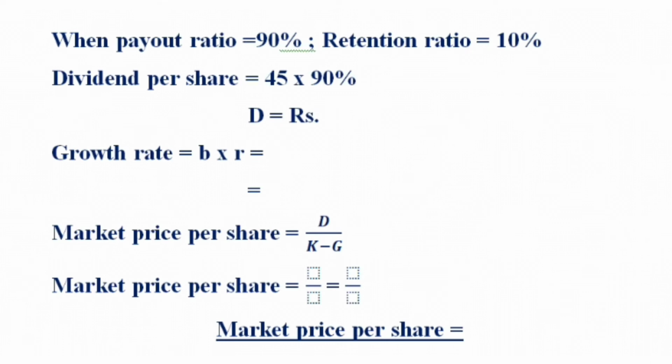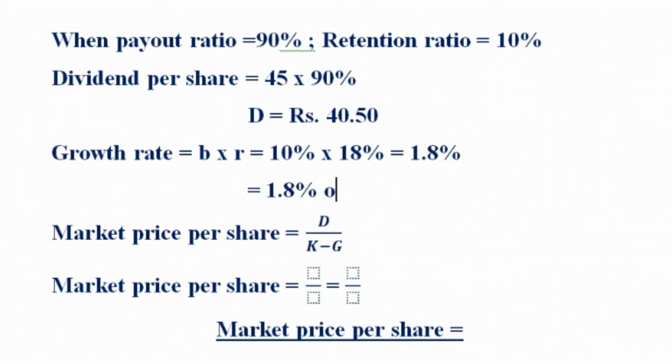So 45 is the earning per share, that is EPS, you will call it. So 45 into 90%, the dividend per share will be 40 rupees 50 paise. Then growth rate is B into R, that is retention ratio 10% and rate of return 18%. If you multiply it, you will get 1.8% or 0.018.